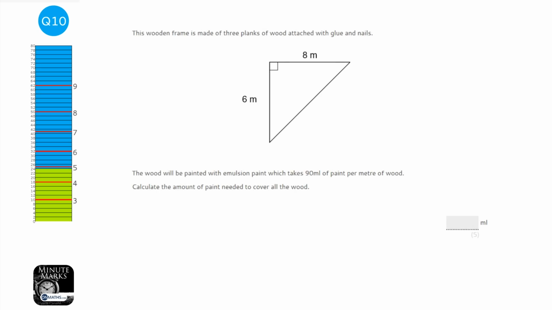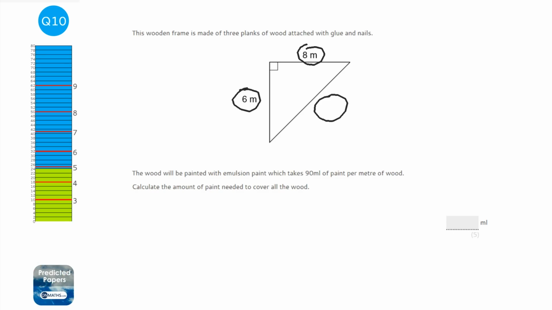Okay, so we've got quite a lot going on with this question. We've got 3 planks of wood attached by glue and nails, so we don't need to worry about the joins. But we're looking at the 3 planks of wood. Now, we've got 2 of the lengths. One is 6 metres and the other's 8 metres. But we need to find the third length to be able to continue with this question.